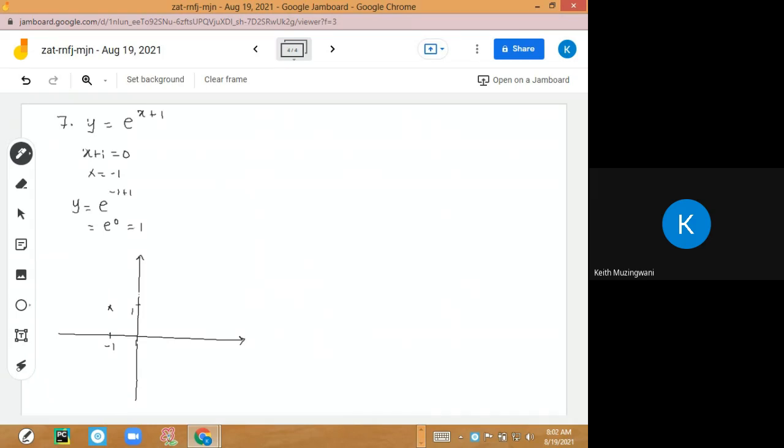Okay? So now what happens when x is equal to 0? We get e to the power 0 plus 1, which is equal to e to the power 1. So we have e to the power 1, meaning it has to be on top there, which is just e. And so we'll sketch our function in this manner.